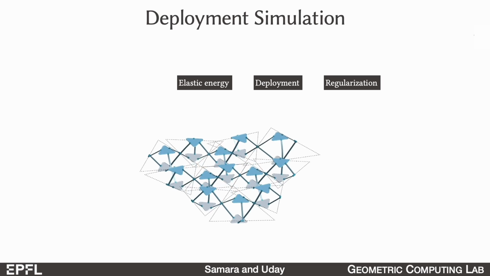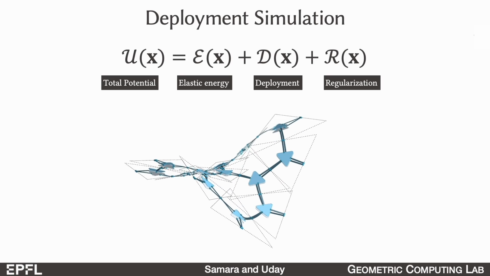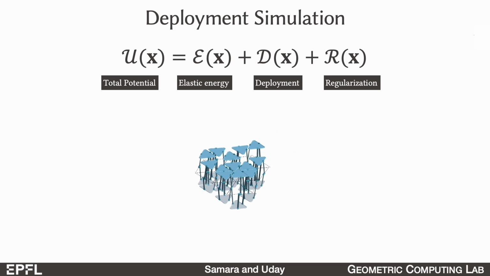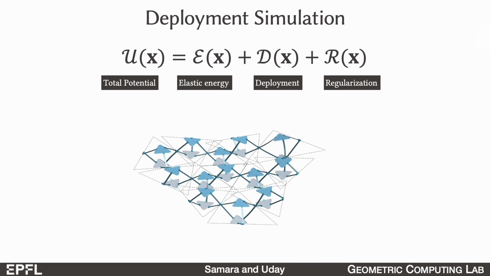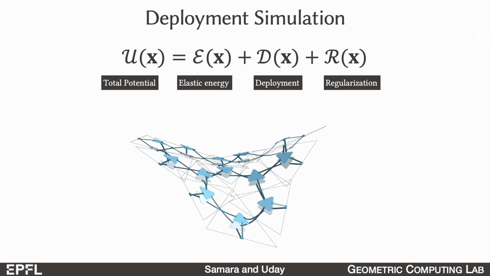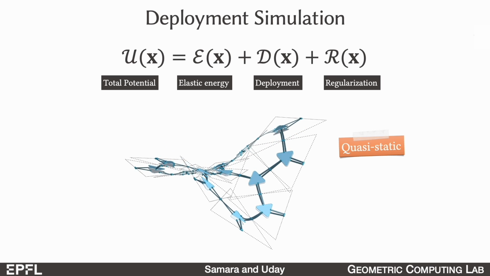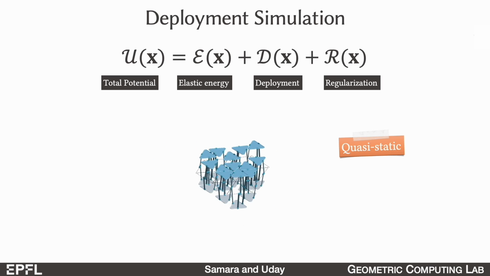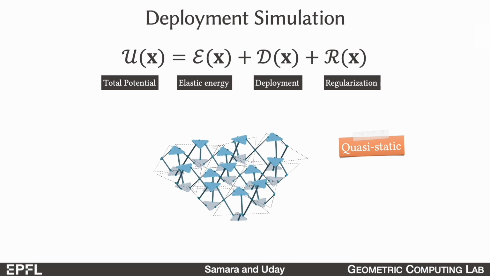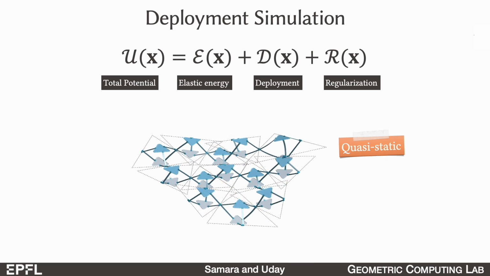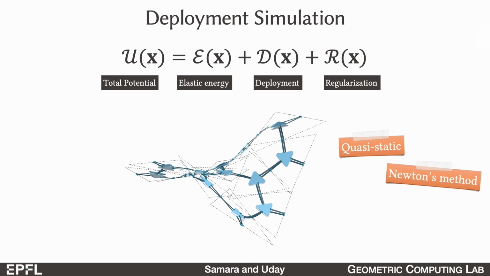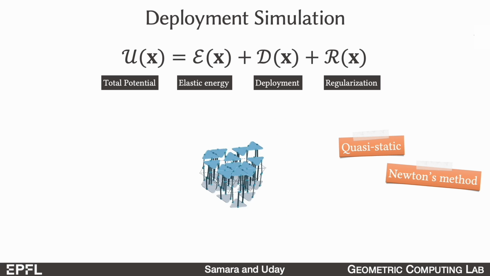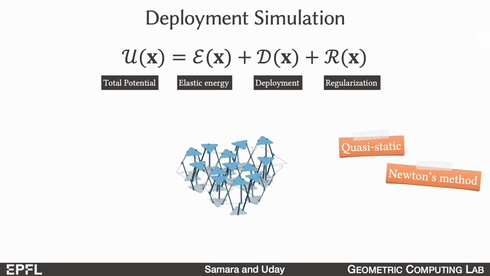Finally, we have some additional regularization energy. We can then add up these terms to get the full potential energy and find the equilibrium states by minimizing this function. Since our structure has a high stiffness to mass ratio, we neglect inertia forces and find a quasi-static simulation to be sufficient. To solve the equilibrium problem efficiently, we compute the first and second derivatives of the potential energy and apply Newton's method. The saddle points of the energy function correspond to unstable equilibria of the structure.